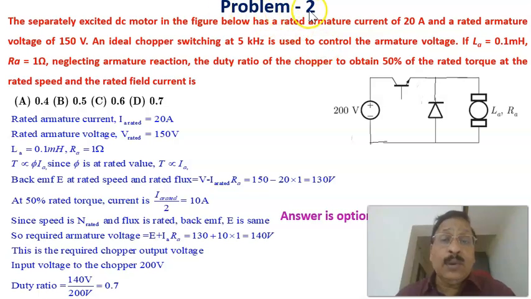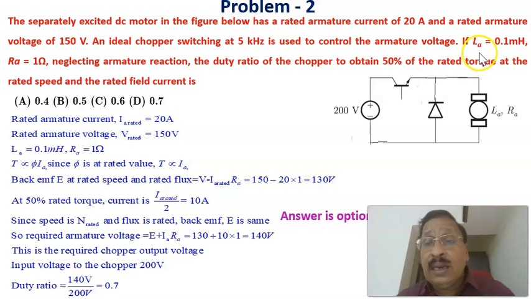Now let us see another problem, problem 2, which is purely a drive based problem, in which the separately excited DC motor shown in the figure has a rated armature current of 20 amperes and a rated armature voltage of 150 volts. An ideal chopper with a switching frequency of 5 kilohertz is used to control the armature voltage, that is, the voltage across this one.